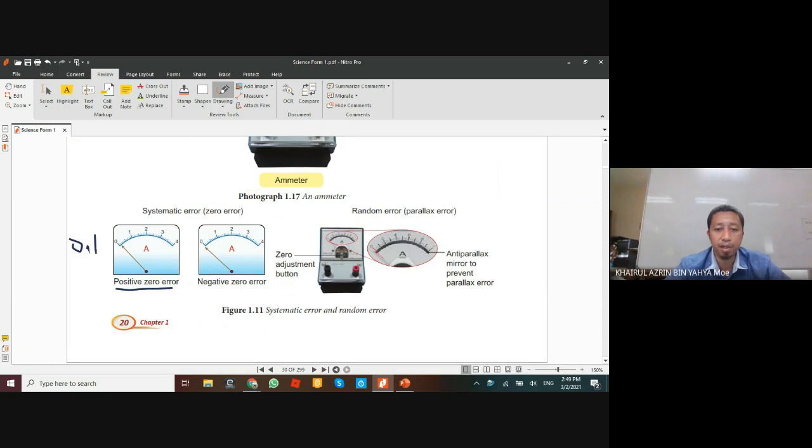So we have two types of error: systematic error and random error. Systematic error is this one, zero error. And random error is this one, parallax error.